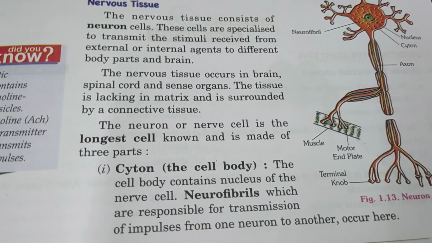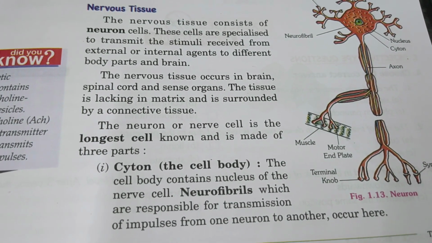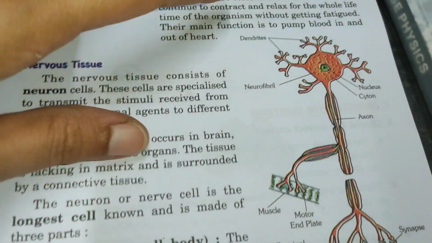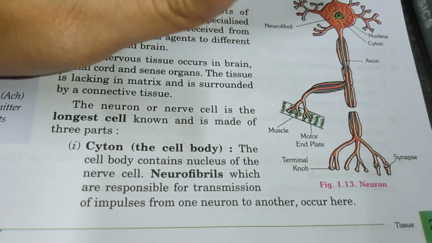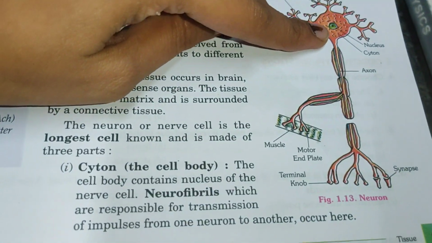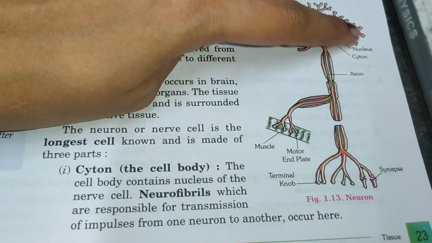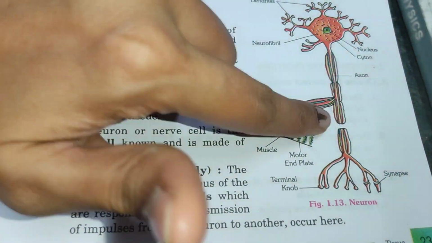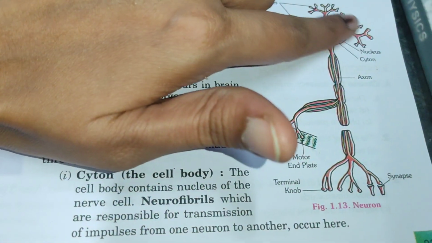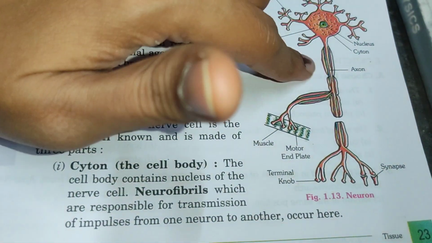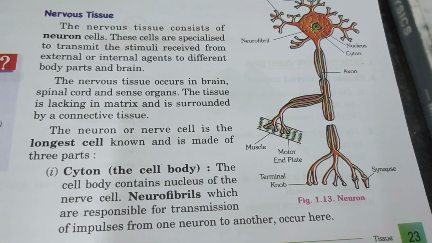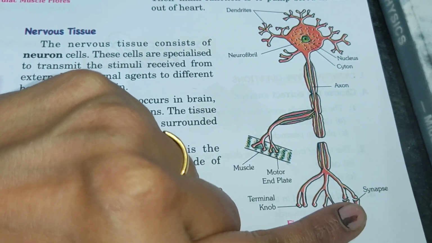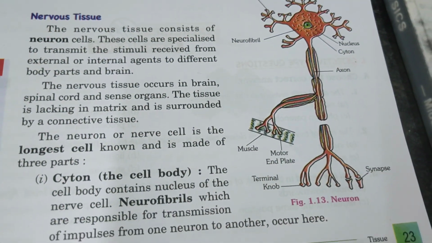The neuron or nerve cell is the longest cell and it is made up of three parts. What are they? First, the cyton, the cell body. The cell body contains the nucleus of the nerve cell and neurofibrils, which are responsible for the transmission of impulses from one neuron to another. So one neuron takes and gives the transmission to another. Next is the axon, and this is the synapse, where one nerve cell connects to another.